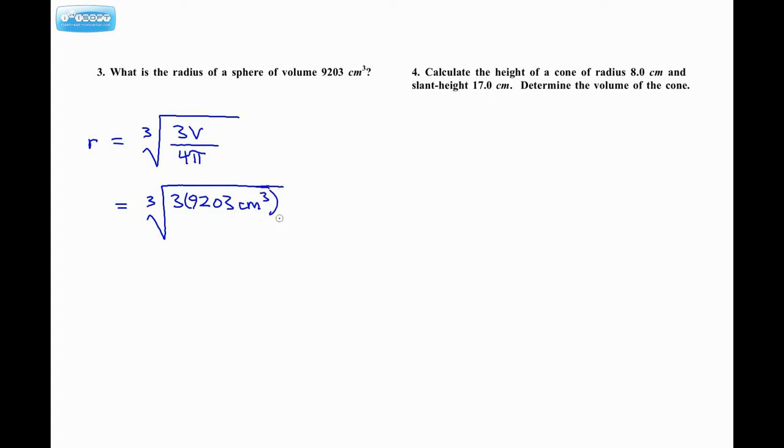Extend that a bit more. Divided by 4 pi. So much like the square root option, you're going to work out everything that's inside here. You're going to get an answer. And then if you have a cube root button on your calculator, then you just apply that function as opposed to the square root. So I'm just going to work out my answer now. So 9,203 times 3 divided by, watch your brackets here.